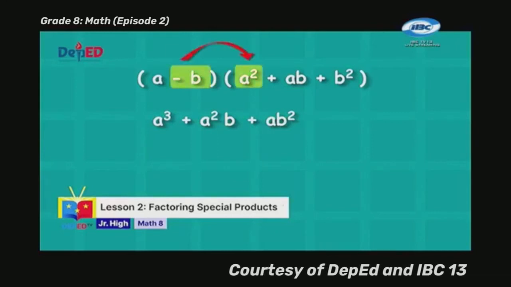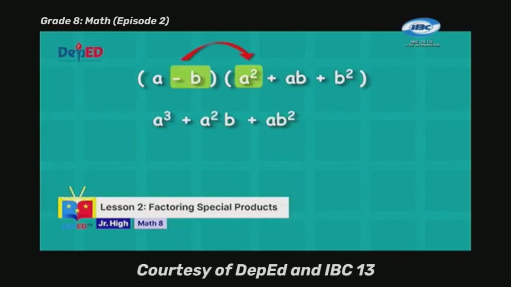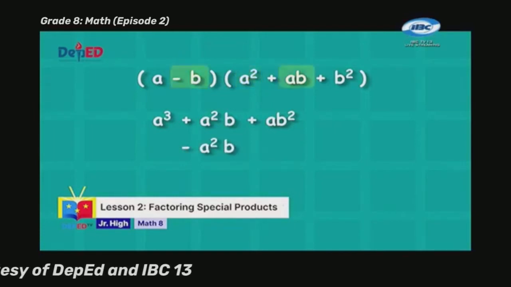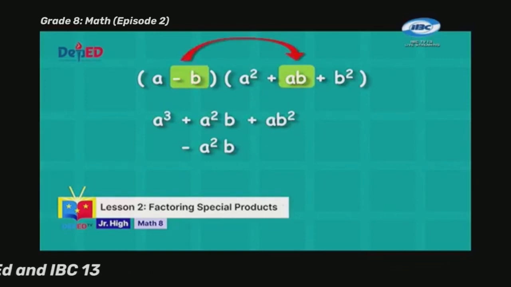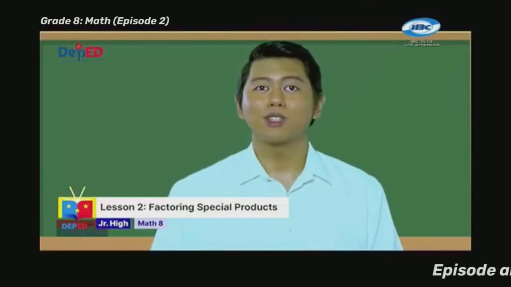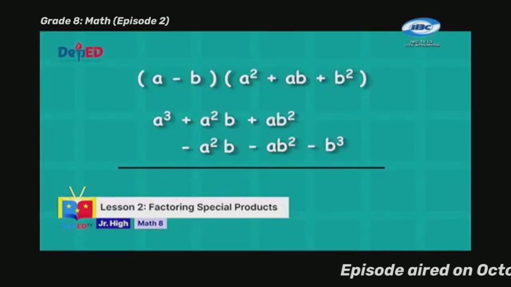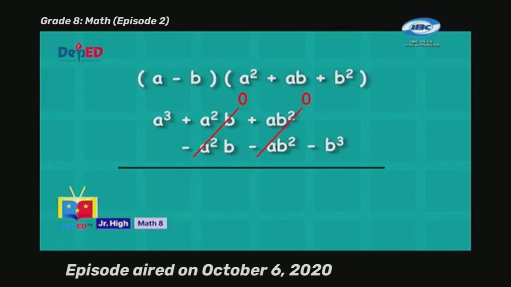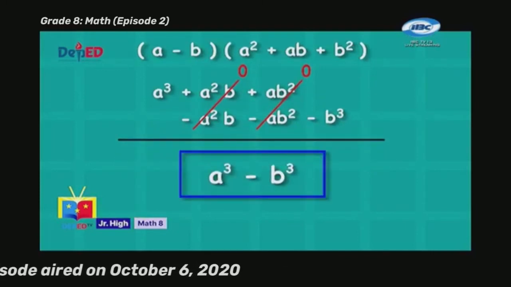We will have negative b times a squared is negative a squared b. Then, negative b times ab is negative ab squared. And negative b times positive b squared is negative b cubed. Combining like terms, we will remove zero pairs, positive and negative a squared b and ab squared. Thus, we are left with a cubed minus b cubed.